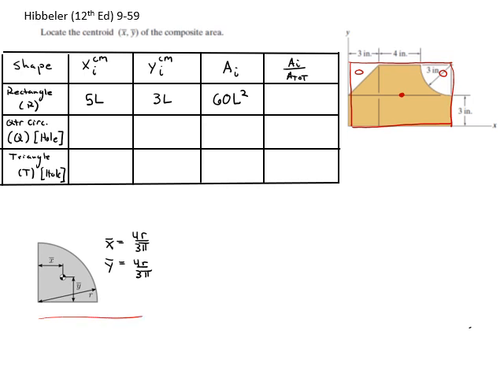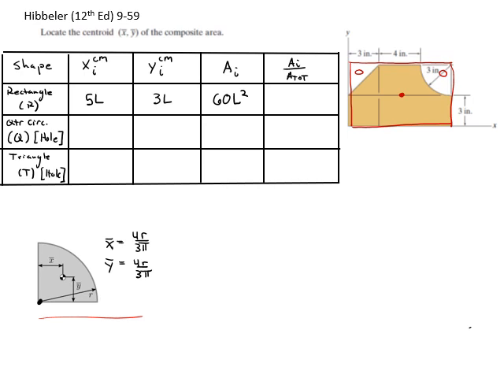you find that you need to go, measured from the corner here, sort of at the center of the circle, a distance 4r over 3 pi in the x direction and 4r over 3 pi in the y direction. R is the radius of the circle. So we need to apply that to our case.